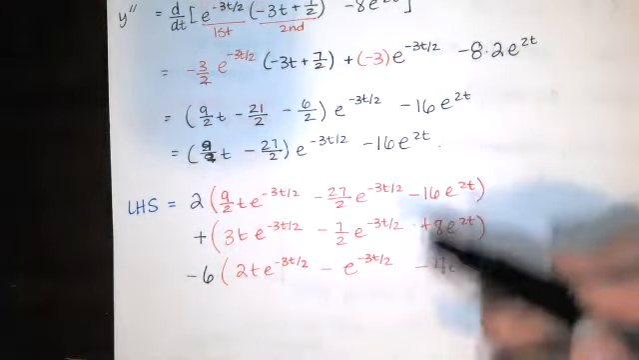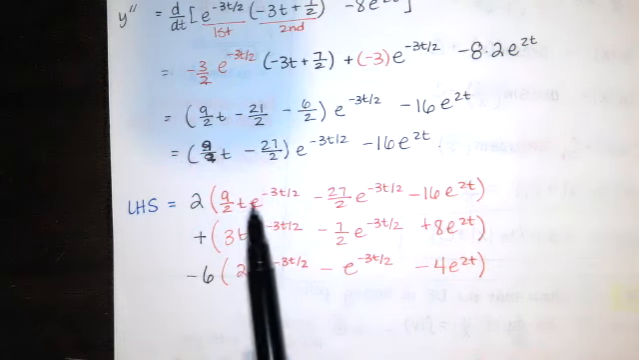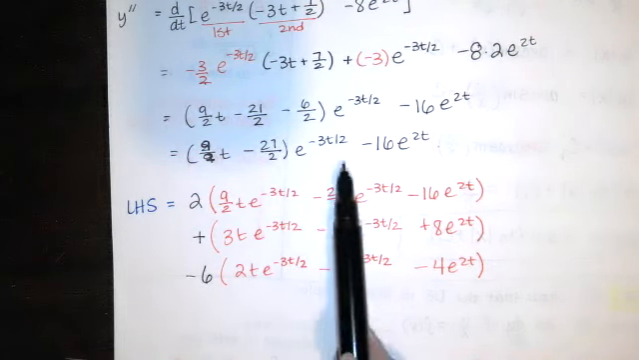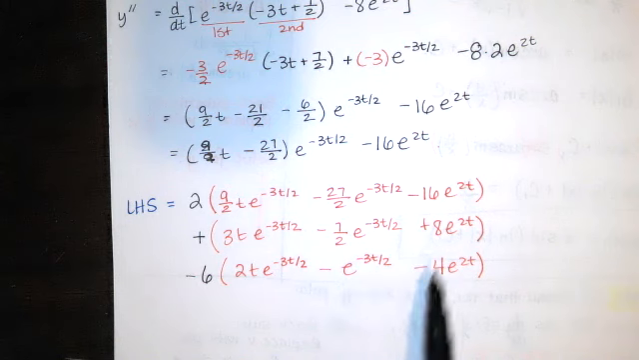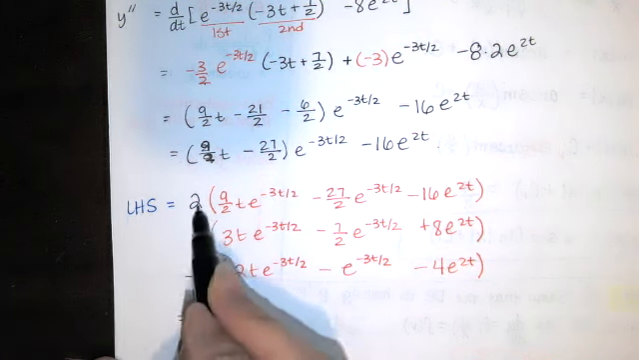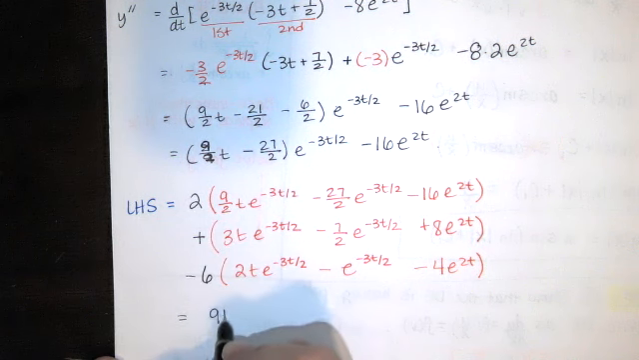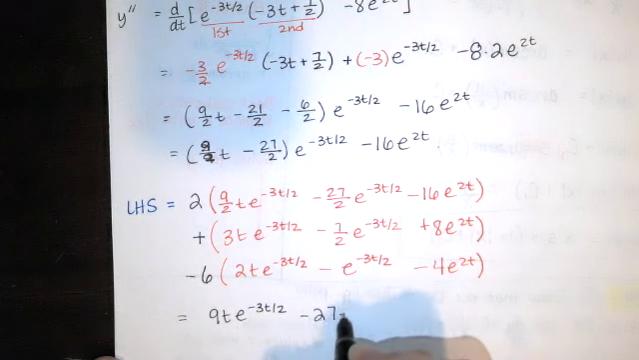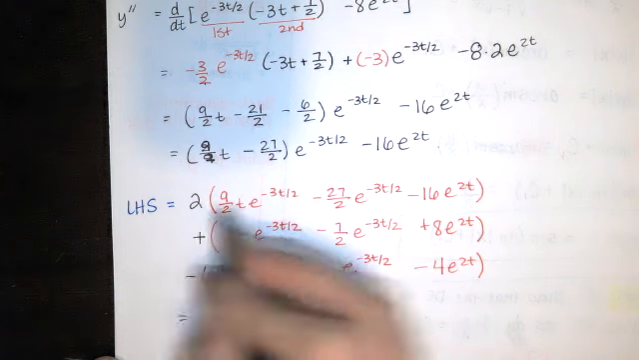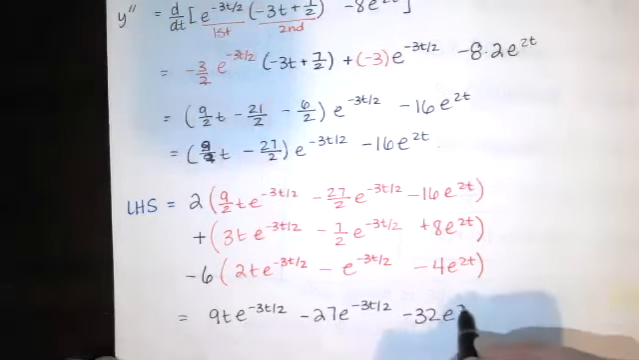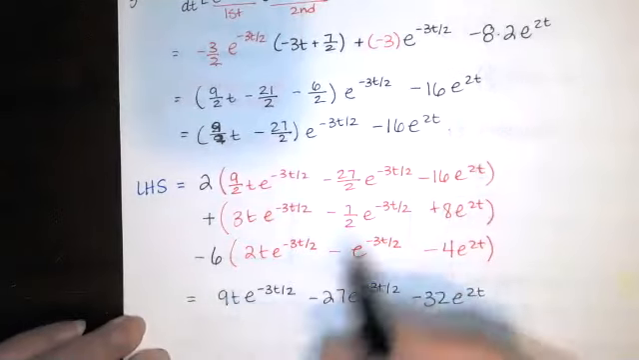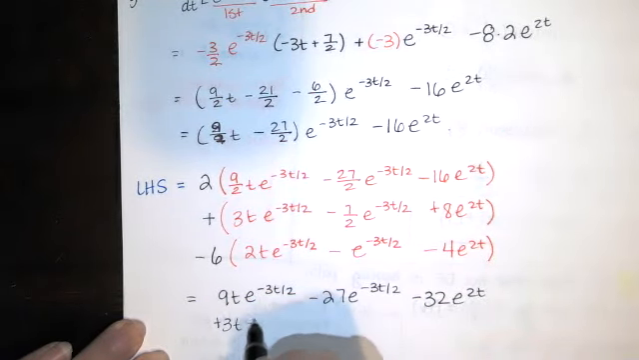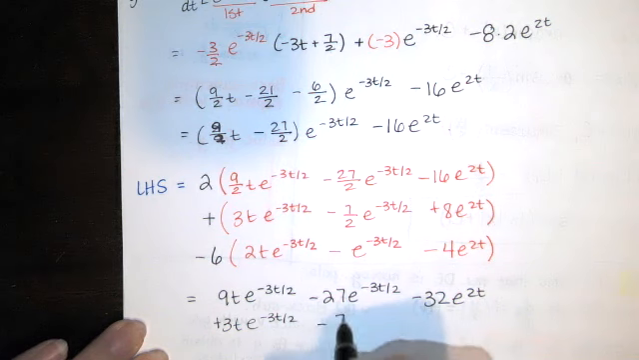I'm going to keep everything lined up like this as I do, because I've got my t's times this exponential here, my constants times this exponential here, and the constants times e to the 2t there. It's going to make it really easy to do the bookkeeping so I can keep track of what cancels and what doesn't. So 2 times this is just going to give me a 9t times that exponential. 2 times that is -27 times the exponential. 2 times -16 is -32. And then here there's nothing to distribute, it's just a 1. So I'll just write this down.